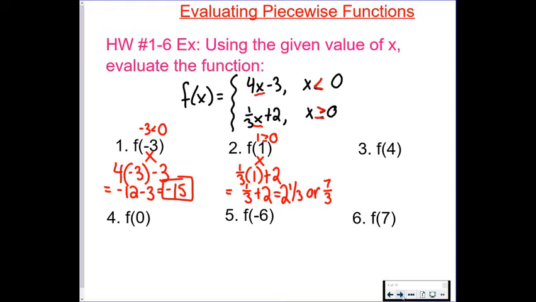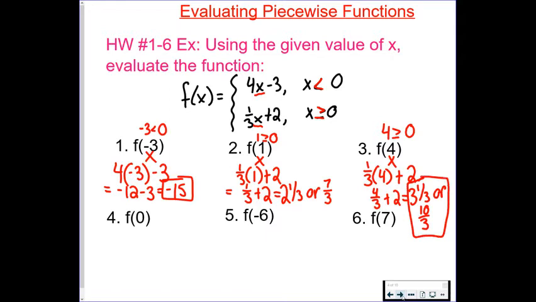Let's try number 3. f of 4, it's my x value. Which interval does it fit into? The first one or the second one? Is x less than 0, or is x greater than or equal to 0? Right, 4 is greater than or equal to 0, so I'm going to take 4 and plug it into my function. 1/3 times 4 plus 2. This is going to be 4/3 plus 2. You could leave it 3 and 1/3 if you type it in the calculator, or just 10/3 would work as well. Either one's correct. The improper fraction or the mixed number.